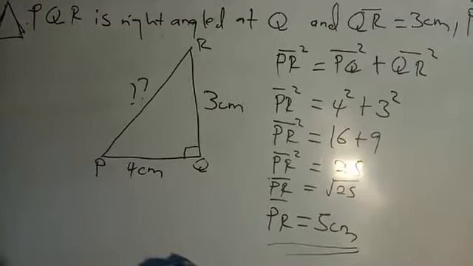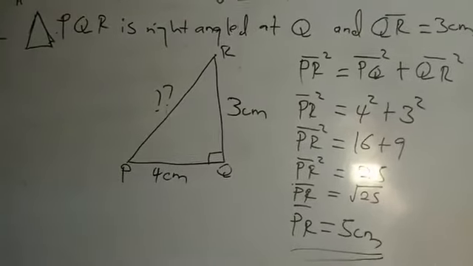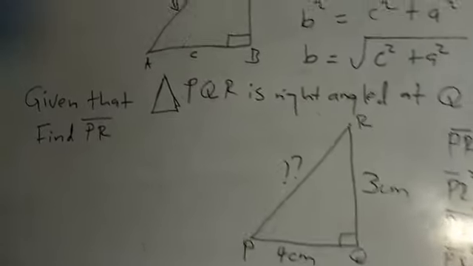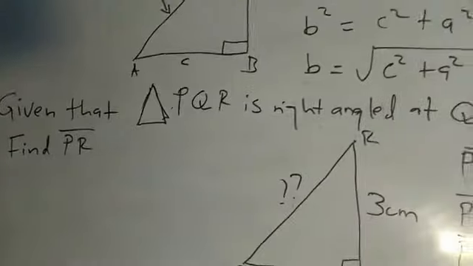So then let's try to look at what we call ratios of sides of a right angled triangle.